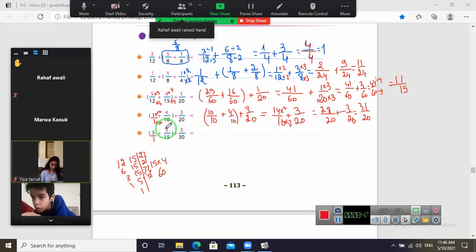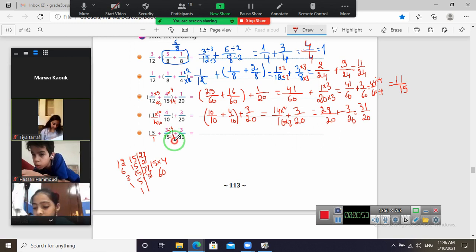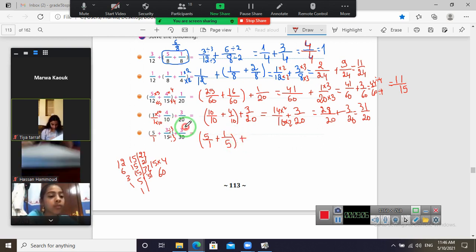Now the last one, since I have 3 and 15, I can divide 3 and 15 by 3. Just a minute and I will answer you that. It will be 5 over 1 plus 1 over 5. Pay attention. Plus 3 over 30, I will divide them by 3.